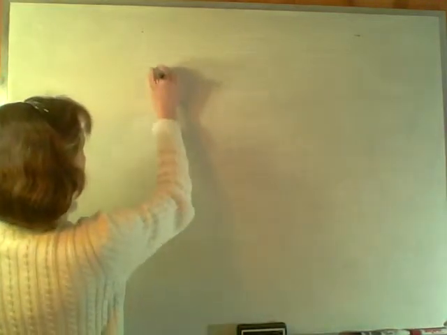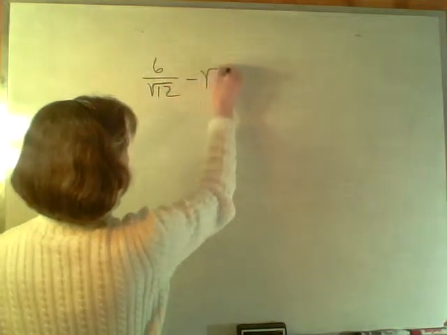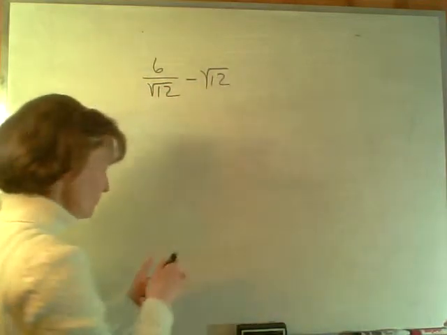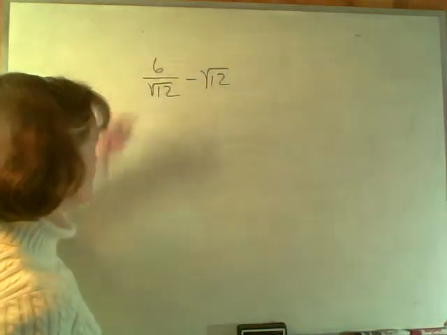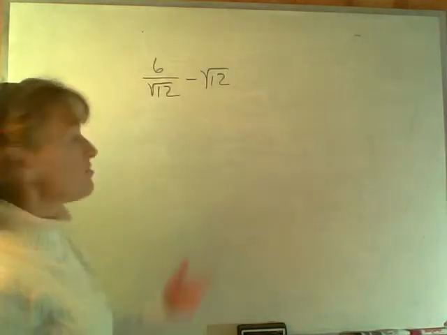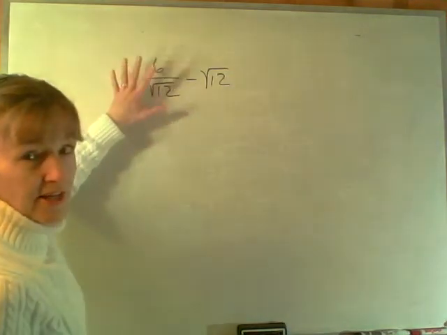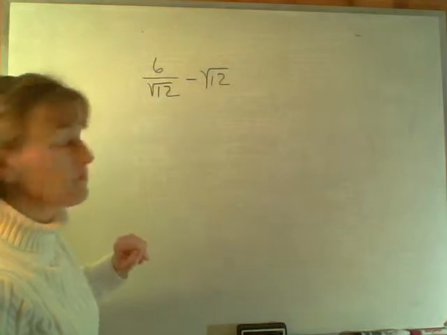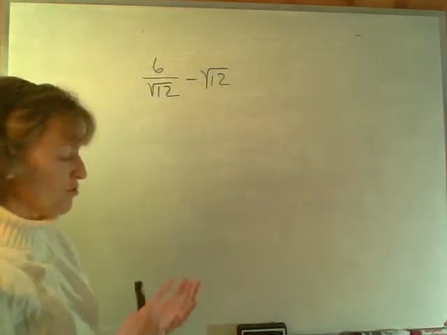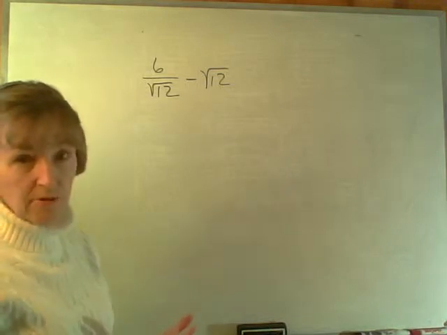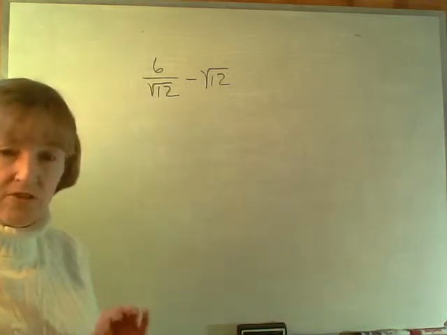We're going to have 6 over the square root of 12 minus the square root of 12. Now be real careful that you don't suppose that you can reduce 6 and 12, because 12 is under the radical sign and 6 is not under the radical sign, so I can't do anything with those two. But before I start either getting common denominators or rationalizing the denominator that has a root in it, I need to simplify my roots. Always simplify first.